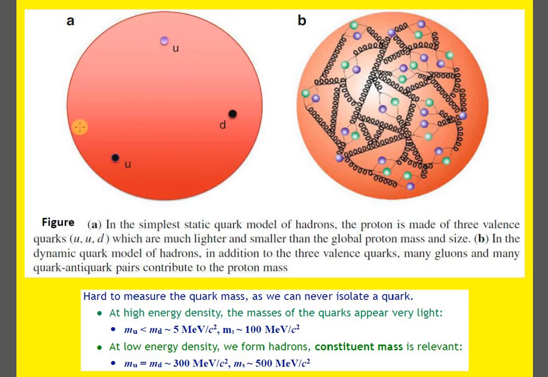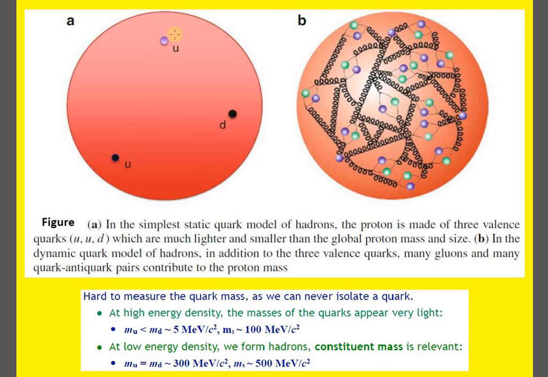You see this figure A. This is precisely the static quark model. Here I am showing the proton, and this figure shows that the proton is made up of three valence quarks, U, U and D, which are much lighter and smaller than the global proton mass, and also their size is smaller. The most important thing is that they just don't interact with each other. Fine. Now, actually this is not the real picture, which I will talk about in the next set of lectures.